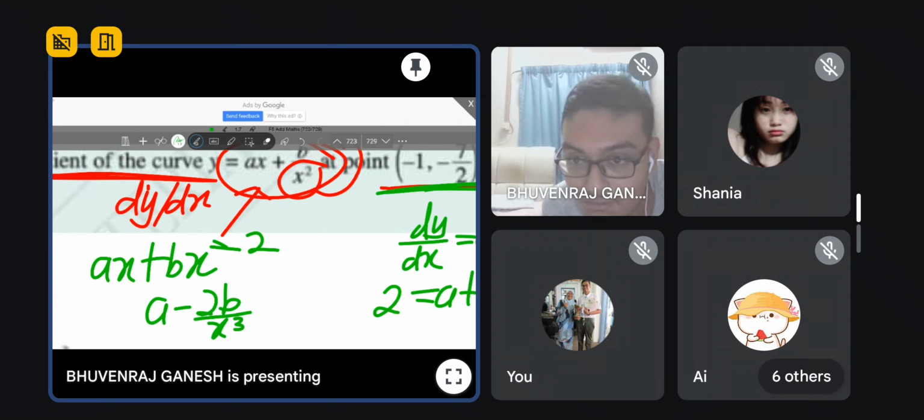Where is it? Okay, let me see. You should get the answer a minus b, a plus 2b equal to 2. So Karthik is the most correct answer. Okay, so 3 points for boy team. Okay, Karthik get the correct answer.